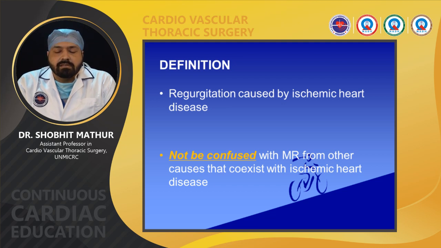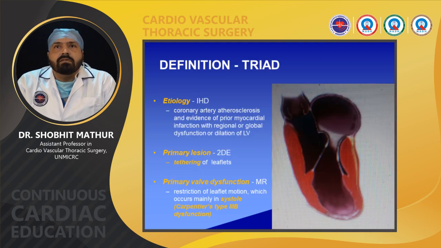Specifically, ischemic heart disease has to be the cause. So let's again make a definition. The definition now stands as a triad. The etiology has to be IHD, or ischemic heart disease, coronary artery disease, and evidence of prior myocardial infarction with regional or global dysfunction or dilatation of the LV. So what is causing the ischemic MR is basically CAD causing myocardial infarction. It can be recent or an old infarction, with regional or global dysfunction of the LV wall and dilatation of the LV wall.